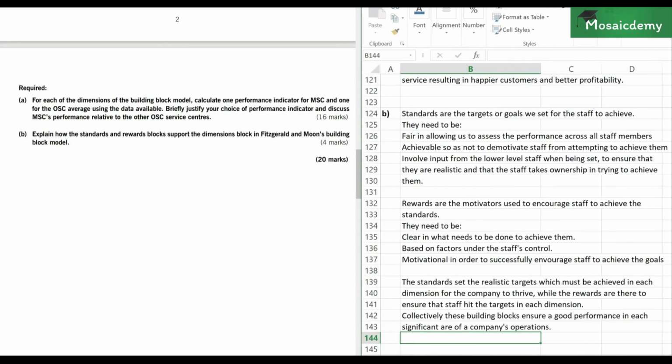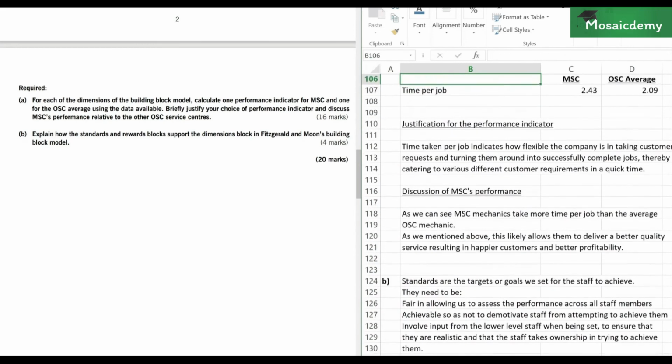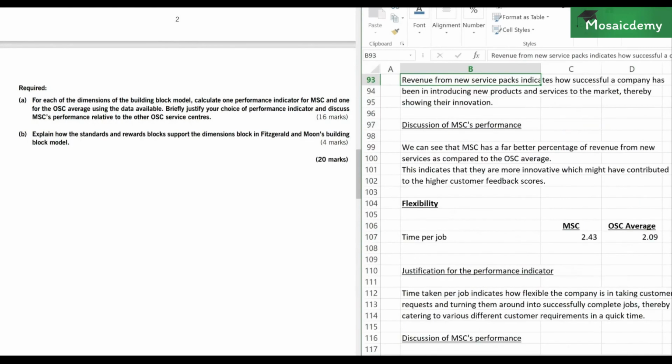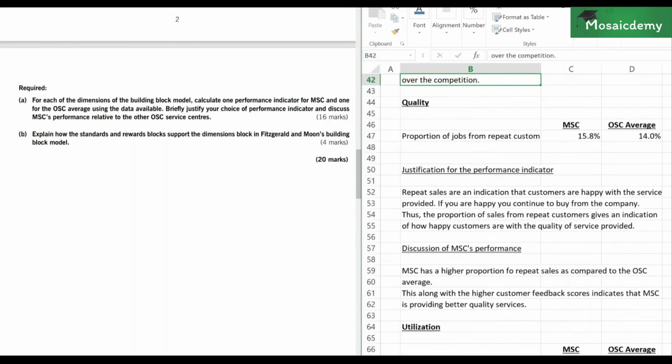Okay, so there you have it. Part B for 4 marks. We briefly described standards and rewards. It was for 4 marks, so we mentioned the fair, achievable, clear, controllable, motivational stuff, right? That's typically what you need to mention, and then we just link them to the dimensions. Okay, and we structured our answer above with headings and subheadings so that it's easier to follow and very presentable.